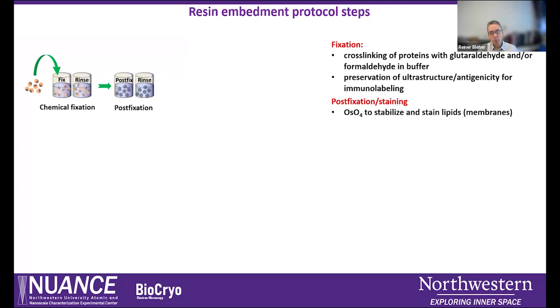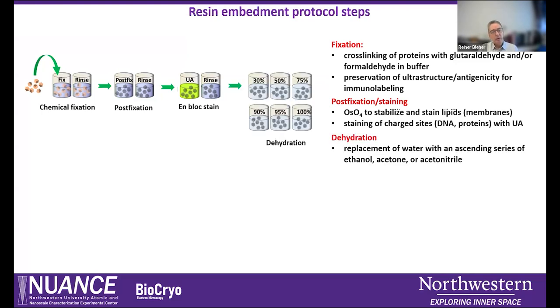And the next step is called post-fixation. It means we incubate the sample with osmium tetroxide. This reacts with lipids and in this way stabilizes membranes and also adds contrast to those. After osmium tetroxide is rinsed out again, we incubate the sample with uranyl acetate. And the positively charged uranyl ions attach to negatively charged sites in the sample, and this is adding contrast in general. The next step is then, again, we rinse out the uranyl acetate and then we start dehydration.